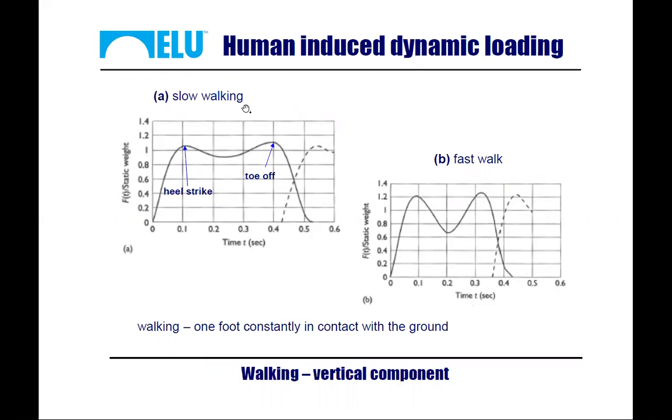Of course, if we are walking slow, these effects are not so pronounced. If we are walking fast, then these two effects, the heel strike and the toe off, will be much more severe. So you could get to dynamic amplification factors of about 20–25%.